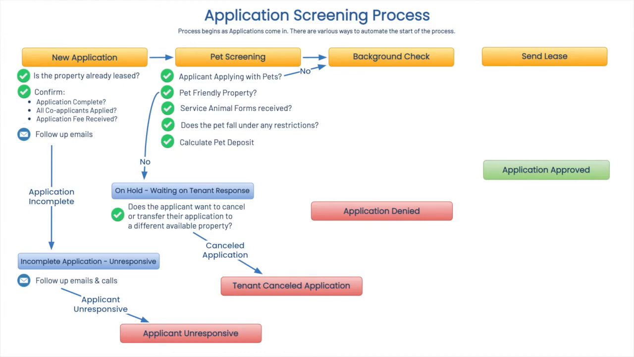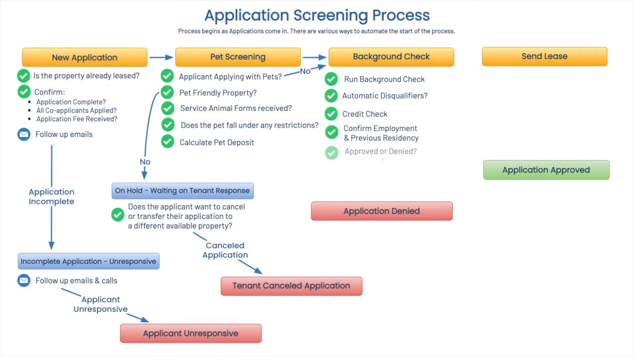Next, we move to the background check stage, where we will run the background check, see if there are any automatic disqualifiers, run the credit check, confirm employment and previous residency, and then choose to approve or deny the applicant. If denied, the process moves to the application denied stage, which has tasks such as sending the denial letter and updating the applicant's status in your property management software.